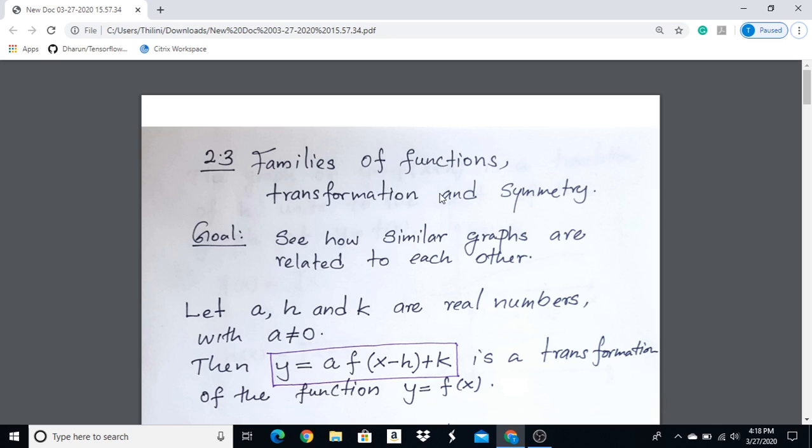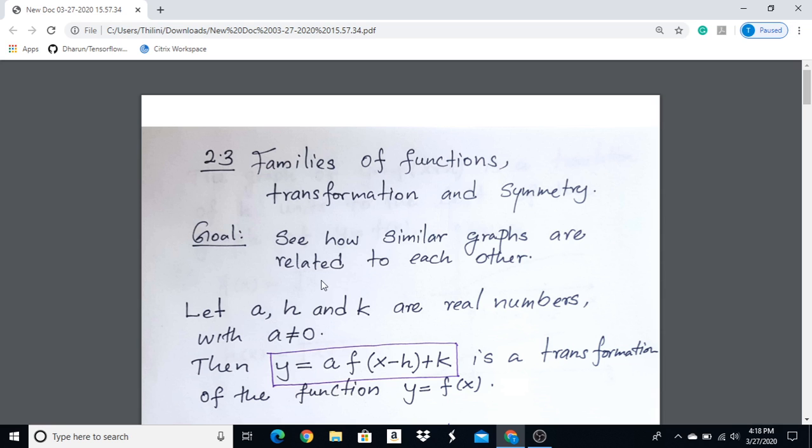Hello everyone. Today we are going to do section 2.3. It's about families of functions and transformations and symmetry, but today we're going to focus only on transformations. In this section our goal is to see how similar graphs are related to each other.